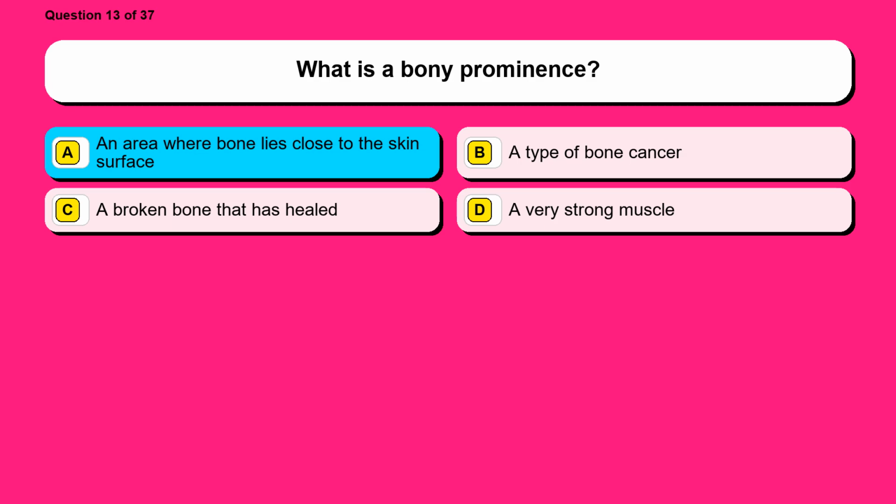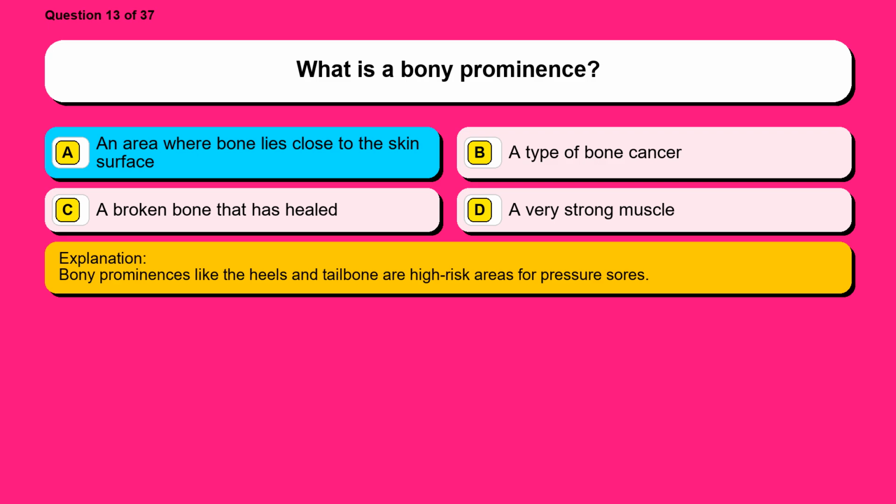The correct answer is option A. An area where bone lies close to the skin surface. Bony prominences like the heels and tailbone are high-risk areas for pressure sores.